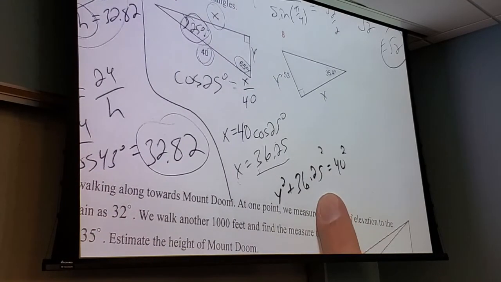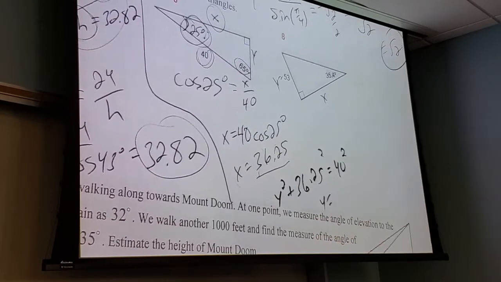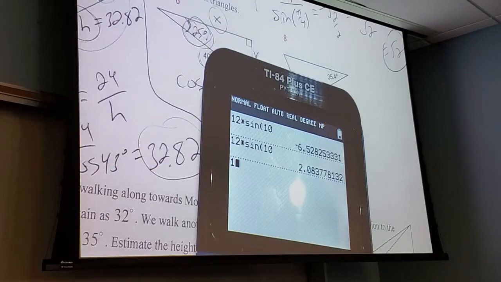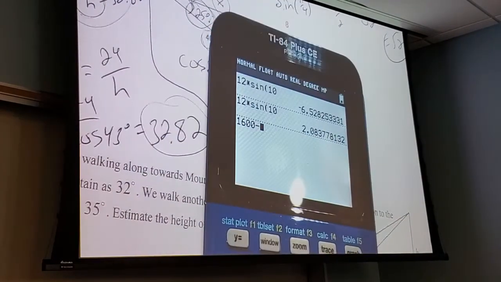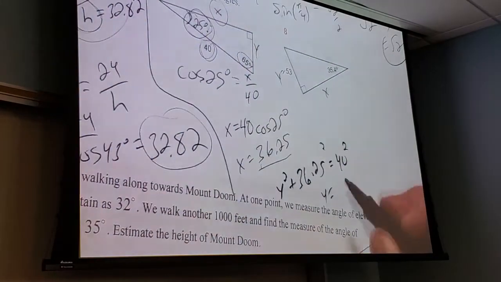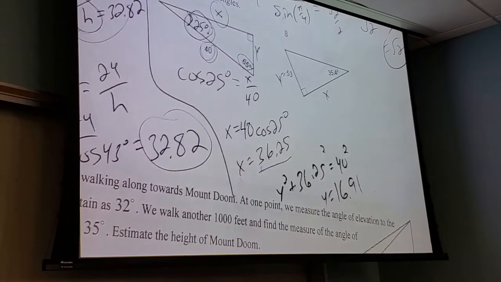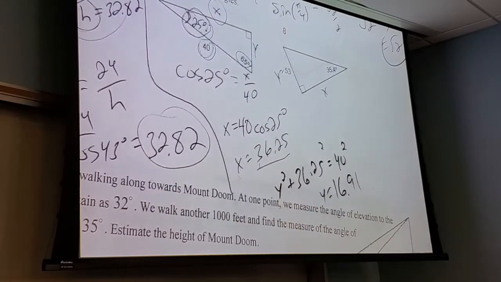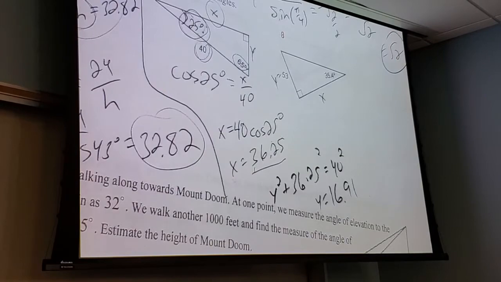So this will just be throw it in the old calculator. I'm not even too curious about what that is. Let's see. Right, so it'll be 1600, that's what 40 squared is, minus 36.25 squared. Square root of that, I get 16.91 roughly. Which is definitely smaller than 36.25. Okay. Maybe.